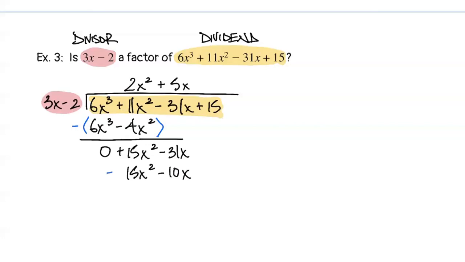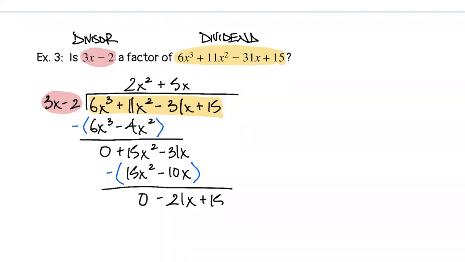I want to subtract the whole thing, so I put parentheses around that. 15x squared minus 15x squared gives me 0. What do I get for the second term? 21x would be incorrect. Negative 21x. Yep, we've got a negative 31x minus a negative 10x, which gives us negative 21x. Good. All right, we're almost at our last step.